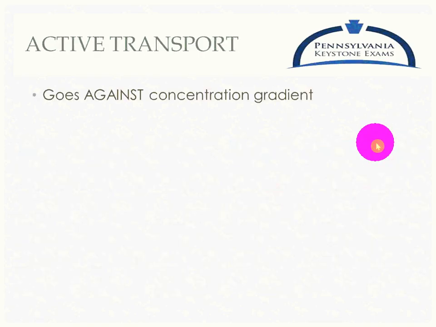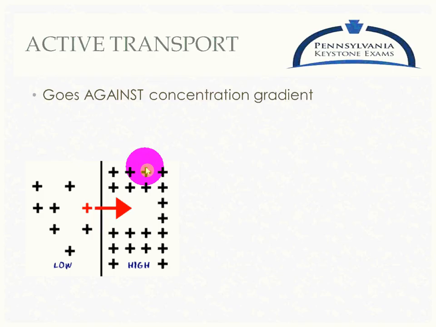Our last method that we're going to talk about of getting materials across the cell membrane, whether into the cell or outside of the cell, is called active transport. And active transport is a little bit of the black sheep of the family because everyone else, diffusion, osmosis, and facilitated diffusion, they all go from a high concentration to a low concentration, and we call that a concentration gradient. Active transport actually goes against the concentration gradient, so they go from a low concentration to a high concentration.